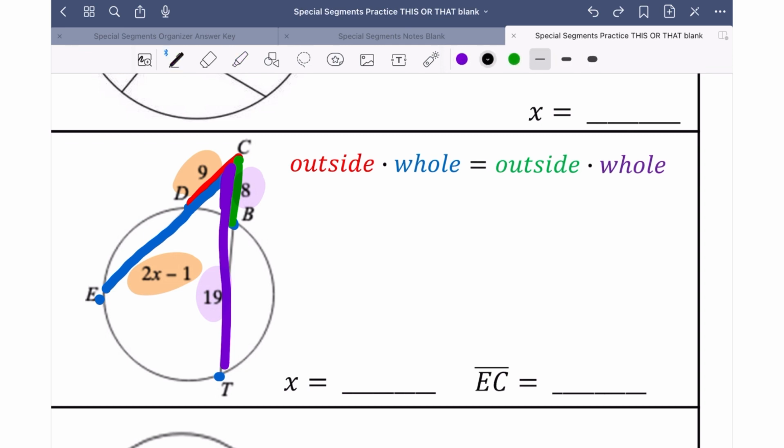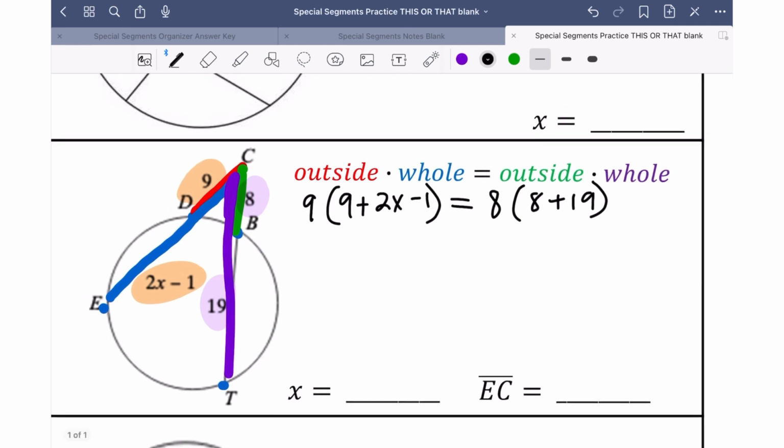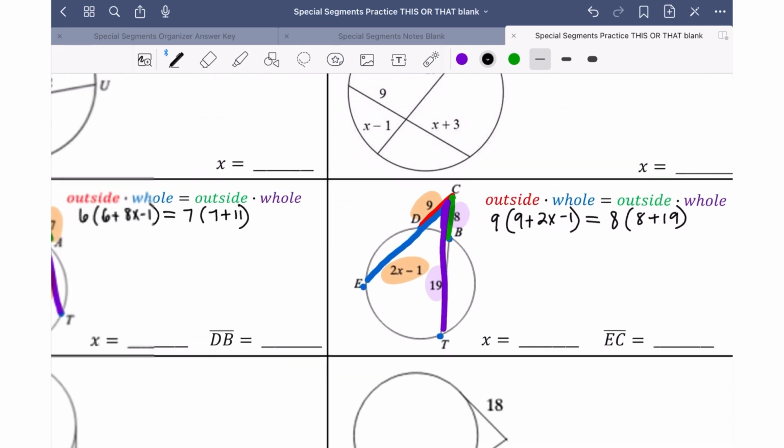This one, the outside was 9 times the whole thing, which is 9 plus 2x minus 1, equals the outside of the other segment, which is 8 times the whole thing, which is 8 and 19 together. Okay, that gives me the whole segment. All right, I trust that you can simplify and solve for x.